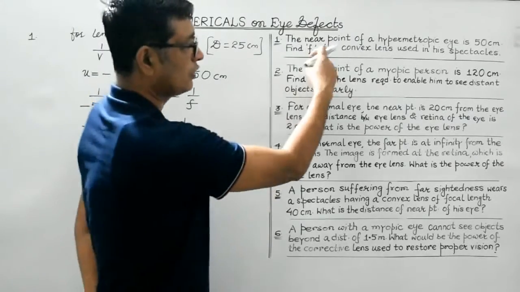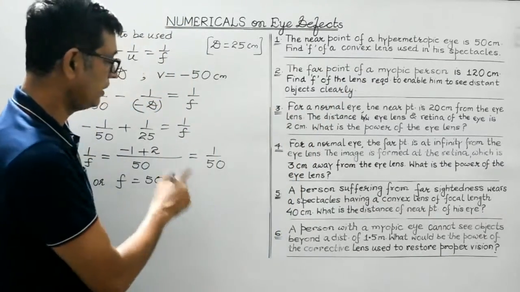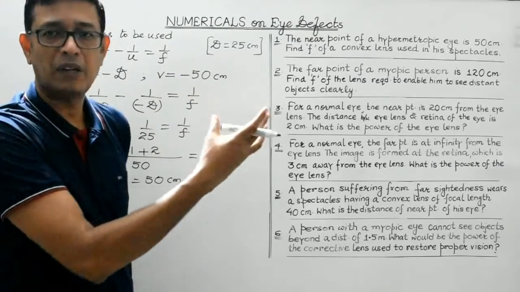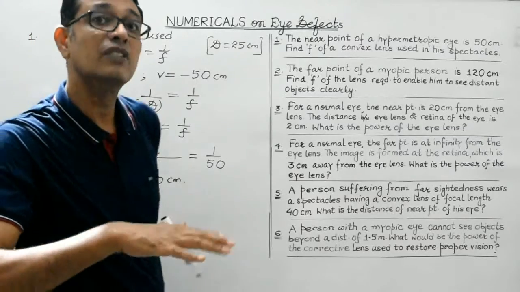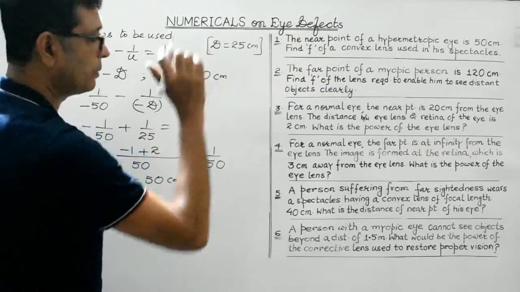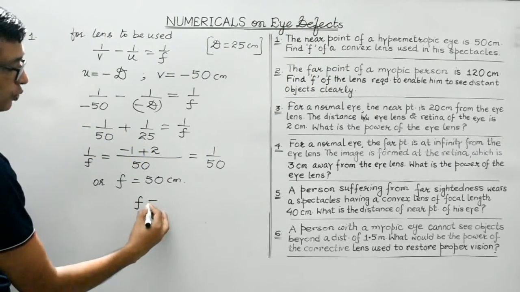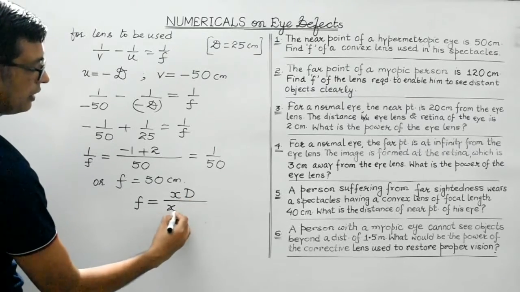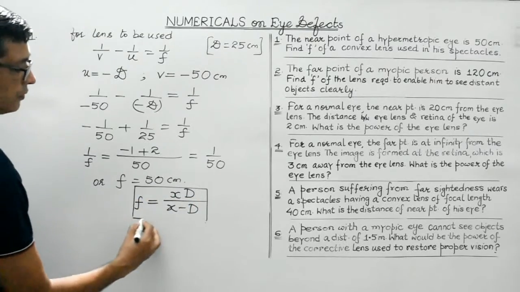So the focal length of the convex lens to be used by that person suffering from hypermetropia should be 50 centimeter. It could have been done by using the formula directly. We have discussed this formula, students. In fact, we have derived this formula. In the case of a person suffering from hypermetropia, the focal length of the specs to be used is given by f equals x d divided by x minus d. This is the formula. Clear?